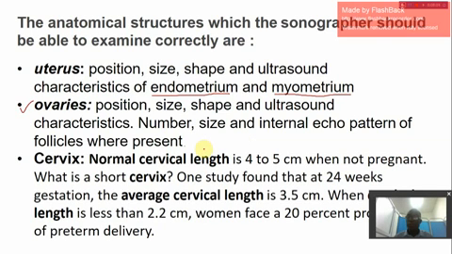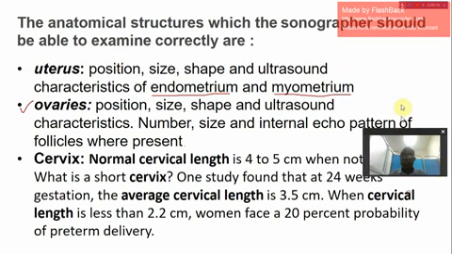You have polycystic ovary. Polycystic ovary means ovaries that have more than 12 follicles in an ovary. That is what is regarded as polycystic ovary, meaning there are multiple abnormal cystic lesions in the ovary. And let's look at the cervix. You have normal cervical length to be 4 to 5 centimeters when not pregnant. But when one is pregnant, the size, the length differs.